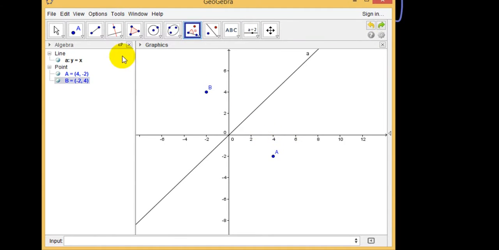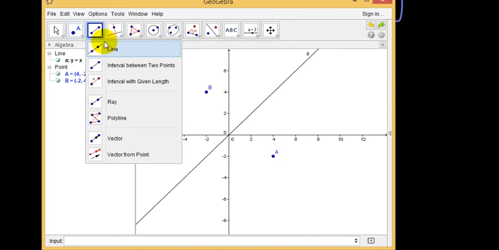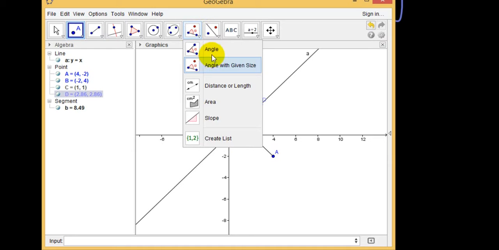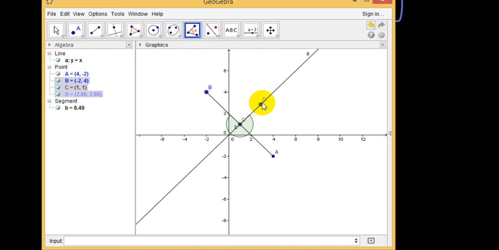And if you want to know for sure, then what you can do is draw an interval between the two points and draw a line between these two points, draw a point at the intersection, and draw a point somewhere down the diagonal. And then if you create an angle between these three points, you can see that they're right angles, so it's 90 degrees over here.